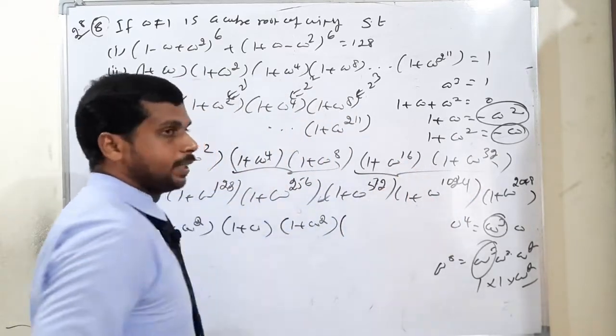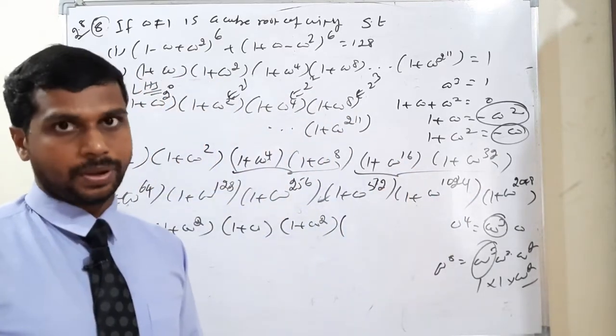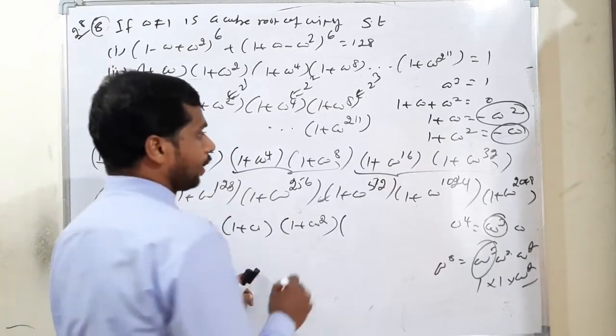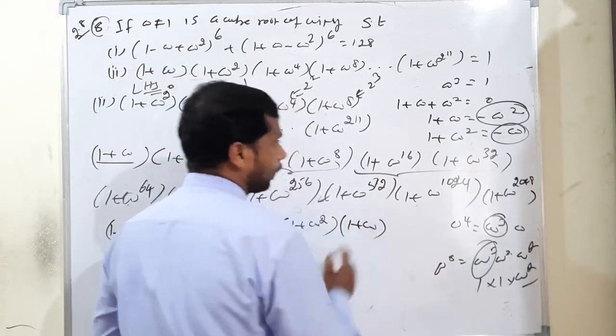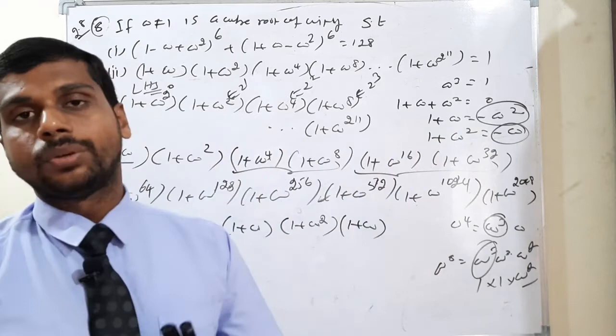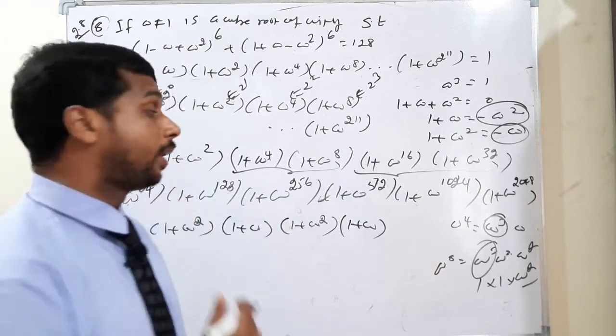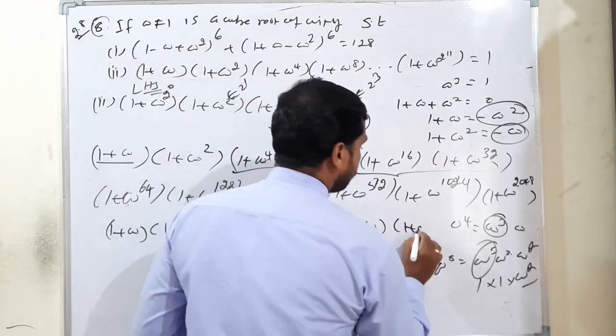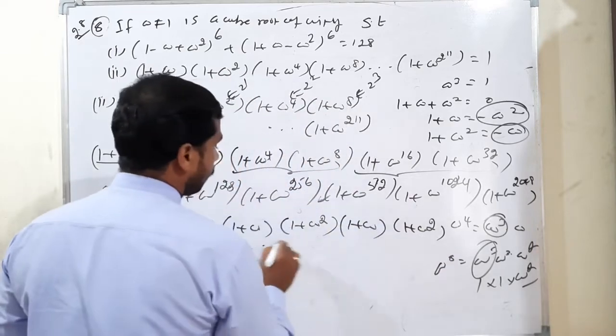This is power 16. 16 divided by 3 means 5 is gone, remaining 1 is there. Remaining 1 means we can write it as 1 plus omega, as well as 32. 32 divided by 3 means 10 times, remainder 2 only. So we can write it as 1 plus omega square, and so on.